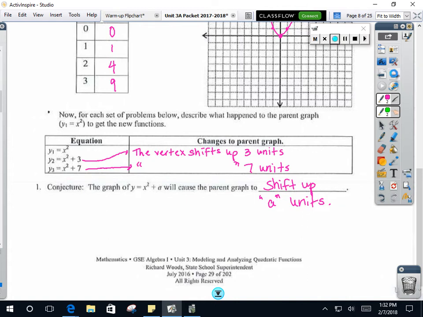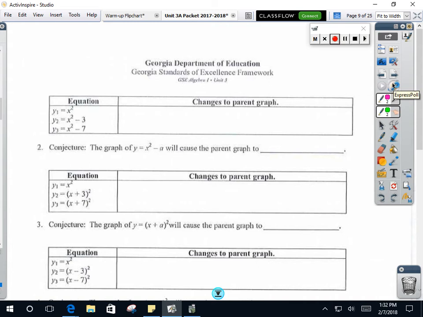Okay, now let's look at the next page. Okay, let's use our common sense to save time. This time, you have your parent function, y equals x squared, and then you have y equals x squared minus 3 and x squared minus 7. So what do you think is going to happen because of the minus 3 and the minus 7? Right, the vertex will shift down 3 units. And then for x squared minus 7, the vertex will shift down 7 units.